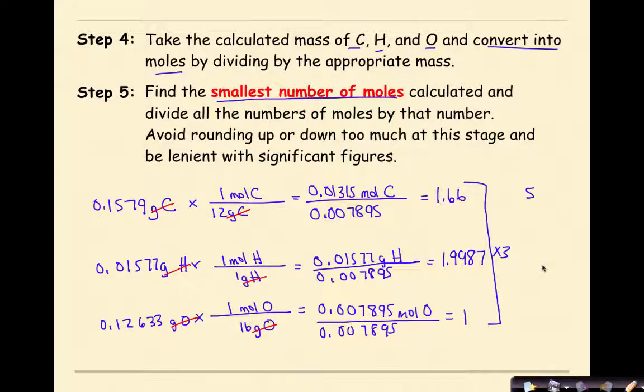1.9987 times 3 is going to give me 6. And 1 times 3 is going to give me 3. So the empirical formula for this particular compound will be C5H6O3, because remember, these numbers that we just calculated are our subscripts in our formula.